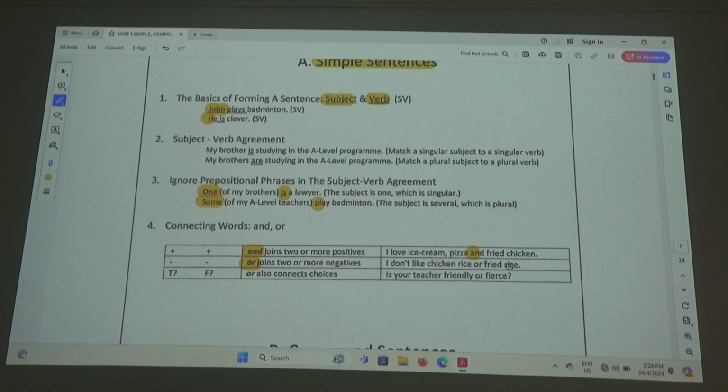That's the general rule. Is it okay? How about when you choose one out of two? Then you say, I like chicken or fish. I like chicken or fish. I like is positive. How about this one?